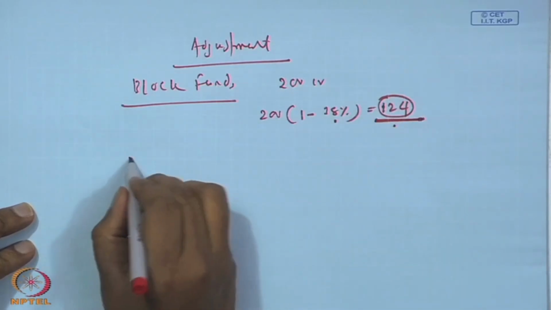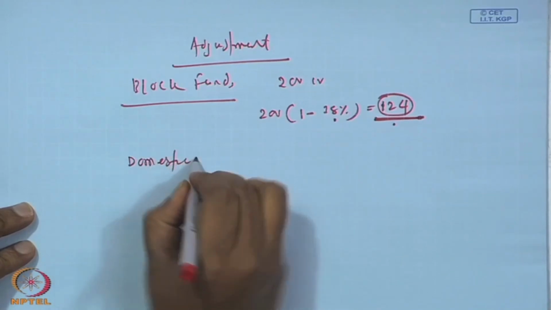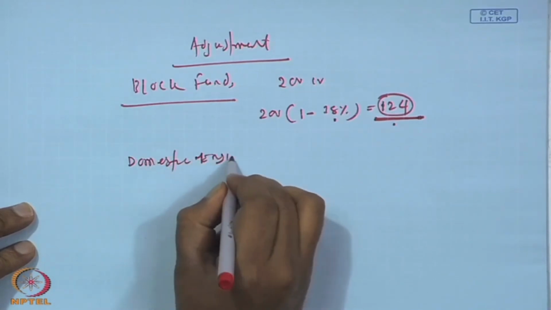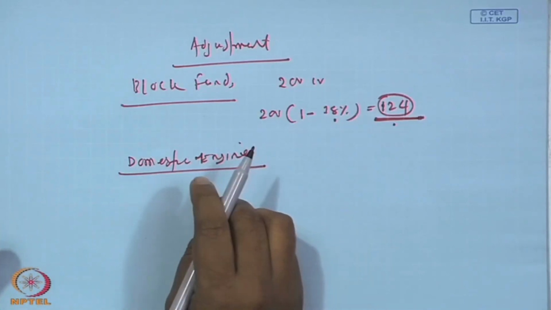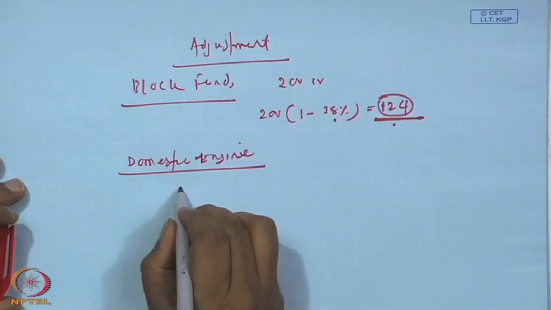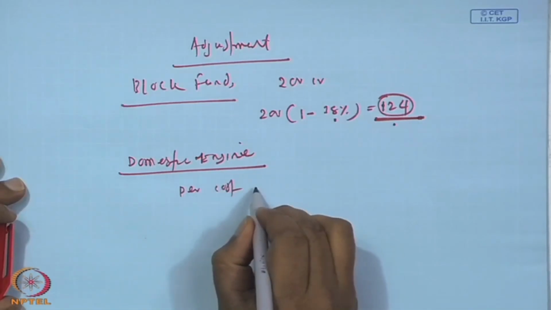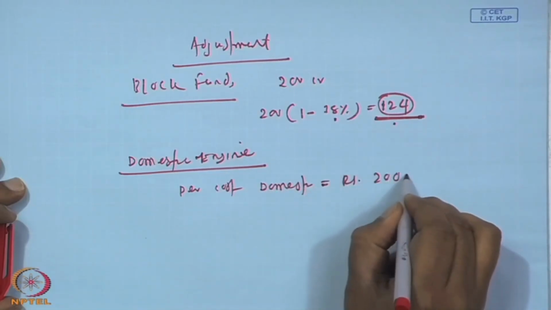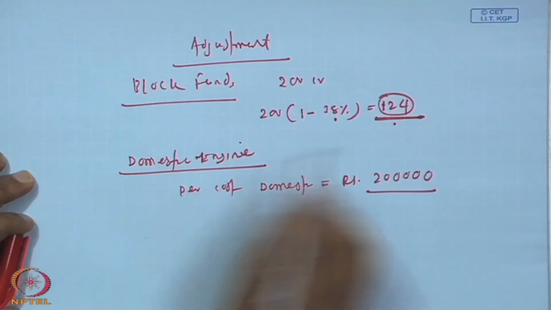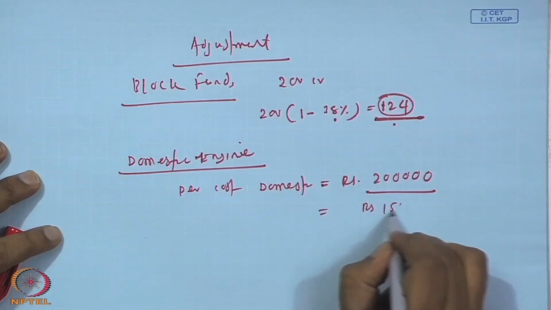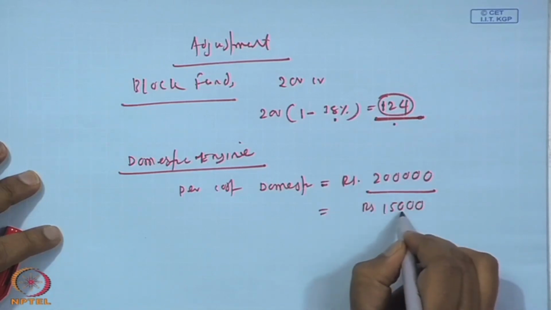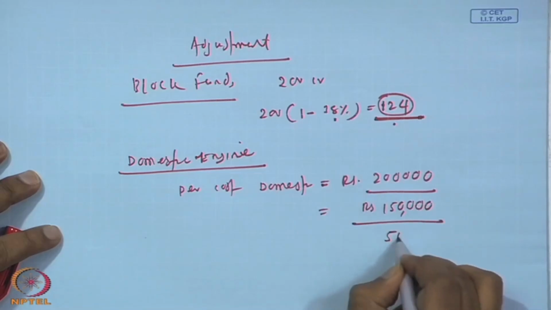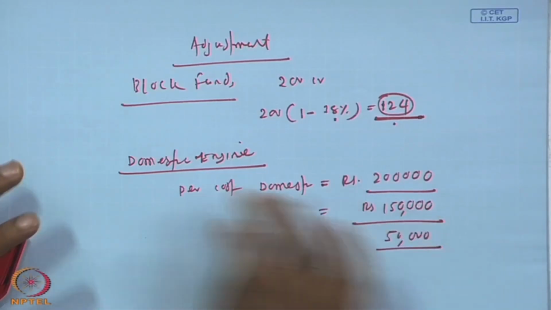Next amount, domestic engine. Suppose he will manufacture the domestic engine, then the engine cost per engine in domestic is Rs 2 lakh. But if he brings it from his subsidiary abroad, he will have a cost of 1,50,000. So, he is getting a benefit of 50,000 every year, because he is supposed to manufacture every year.